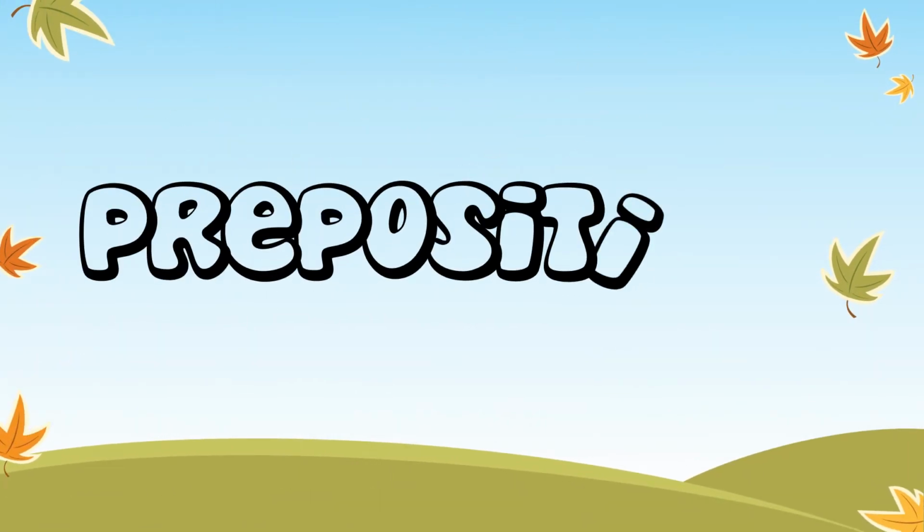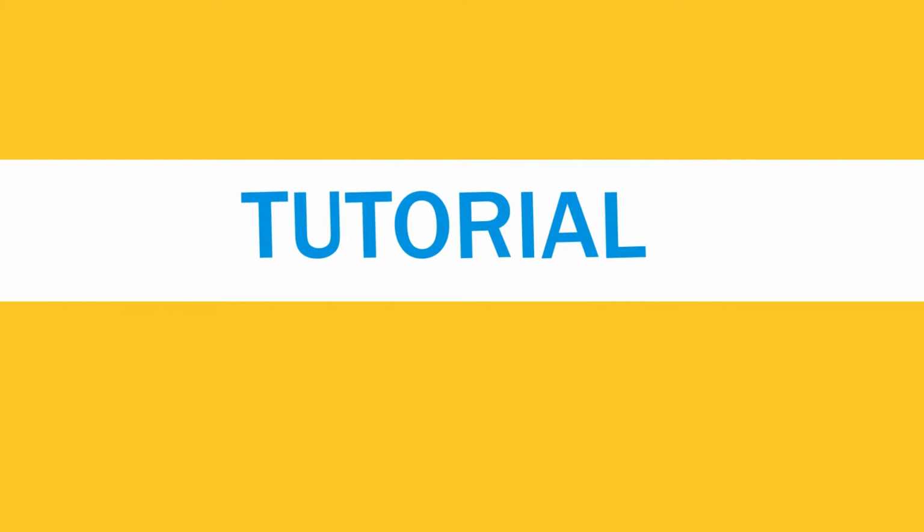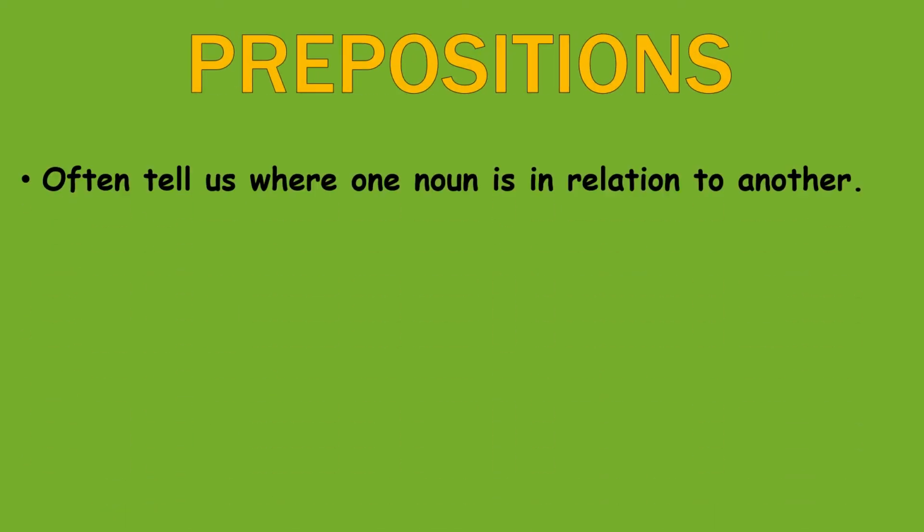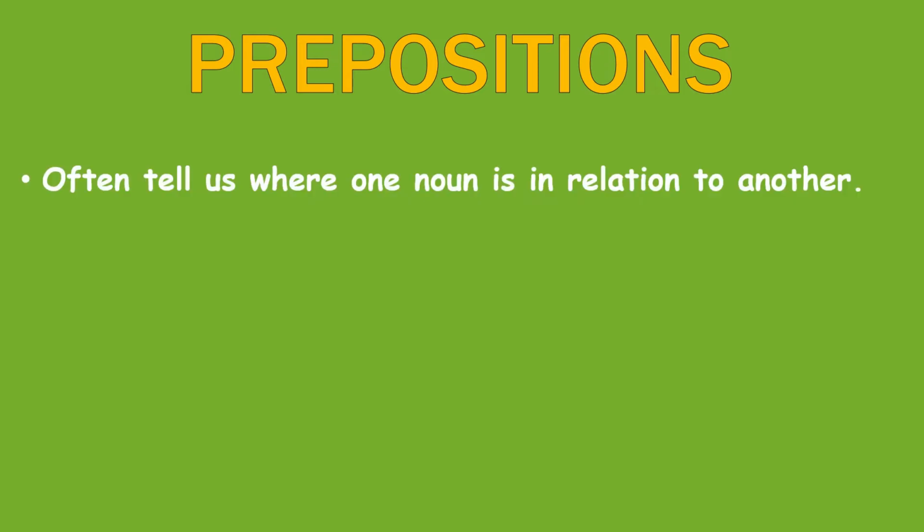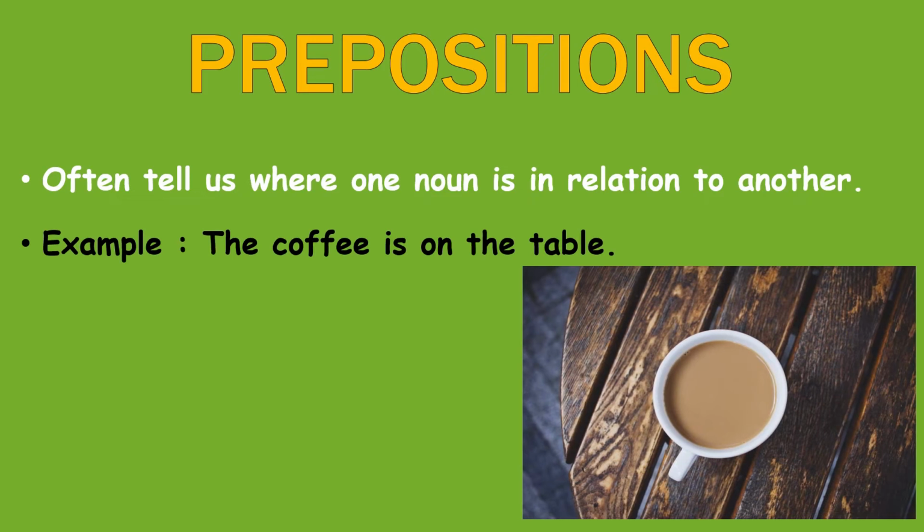Prepositions. Tutorial. Prepositions often tell us where one noun is in relation to another. For example, the coffee is on the table.